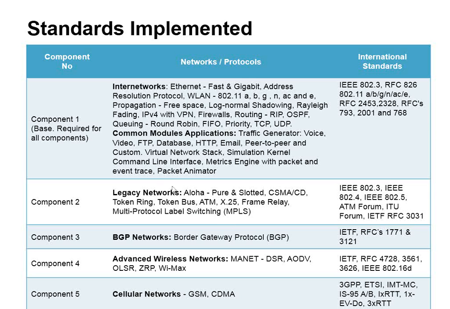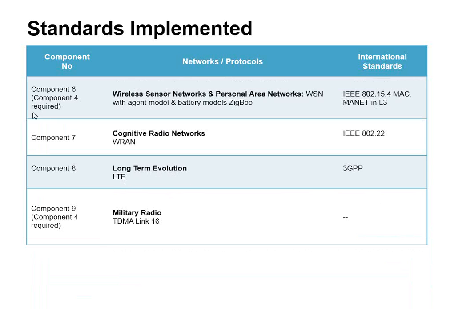Similarly, component 2 consists of networks based on legacy technologies. Component 3 consists of BGP. Component 4 contains MANET and WiMAX. Cellular technologies are present as component 5. Component 6 contains wireless sensor networks and personal area networks. Component 7 contains cognitive radio networks, and LTE networks is present in component 8. Component 9 contains military radio, which is actually provided to enterprise customers.